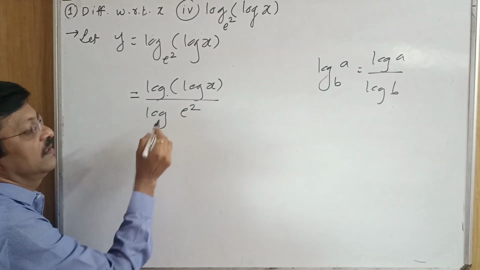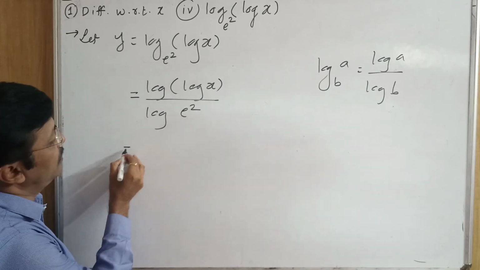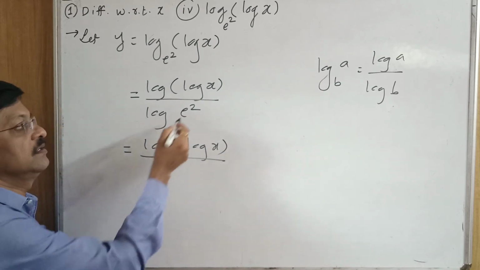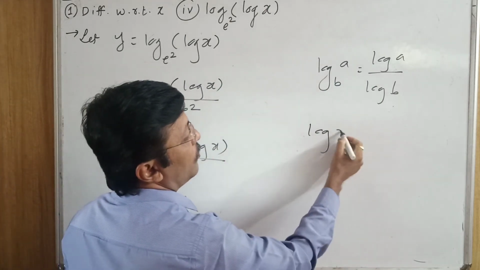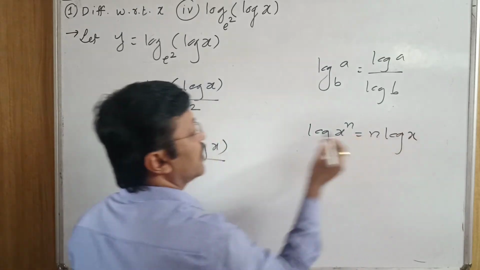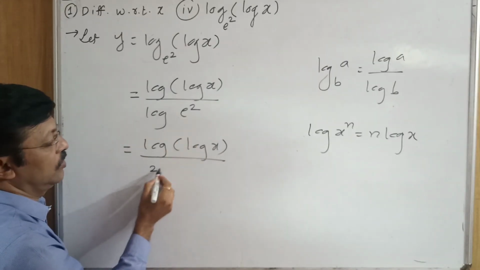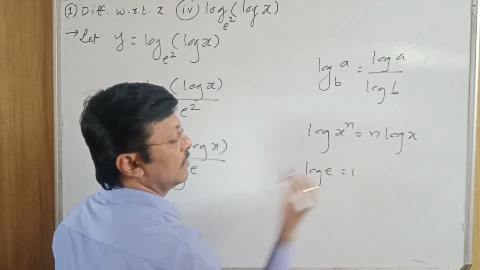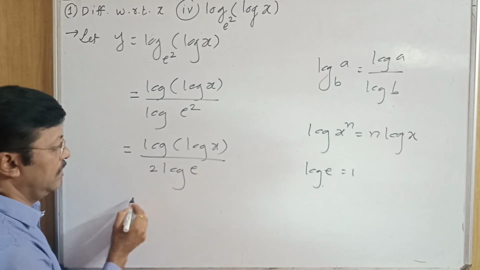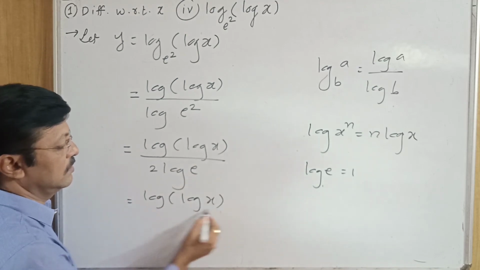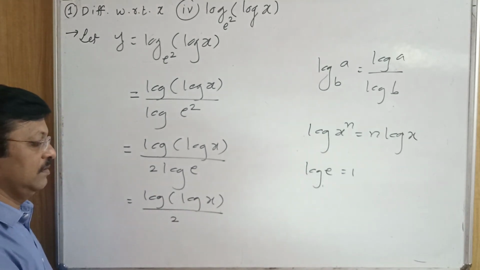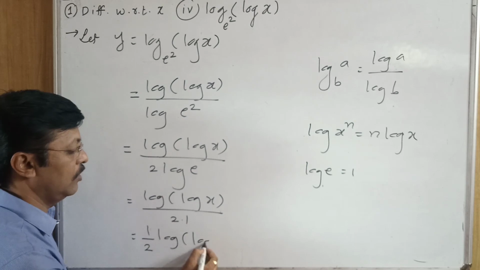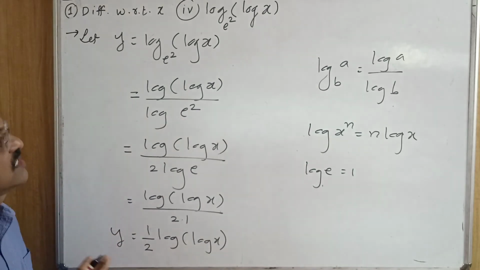When I don't write any base here, I understand that it is e. Which can be still simplified as log of log x, that's no change there, and then log of e square. We know log of x raised to n is n log x. So you can write log of e square as 2 log e. Again, log e with base e, not mentioned with base e, is 1. Log e is 1. So you can write this as just 1, and this will be log of log x upon 2 into 1, that means just 2. So 2 into 1, that is 2, which can be written in the better way as 1 by 2 into log of log x. So this is the y in the simplest form.